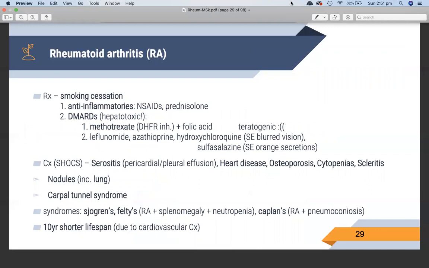And there are other ones there, and there are some side effects, but it's not too important to know. The complications: you can get serositis, so pericardial effusions as well as pleural effusions. You can get heart disease, osteoporosis, cytopenias, and scleritis at the eye. These are all terrible things, so this is a very serious kind of illness. Because of that, the lifespan is 10 years shorter, mostly because of the heart disease. You can also get nodules, typically and buzzwordily, on your lung, and you're at an increased risk of carpal tunnel as well.